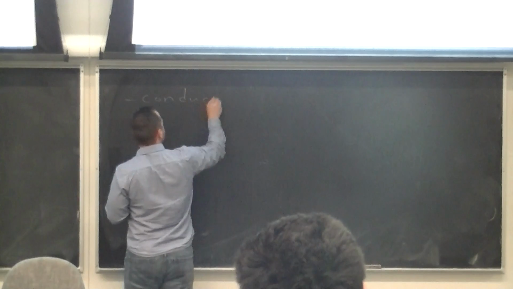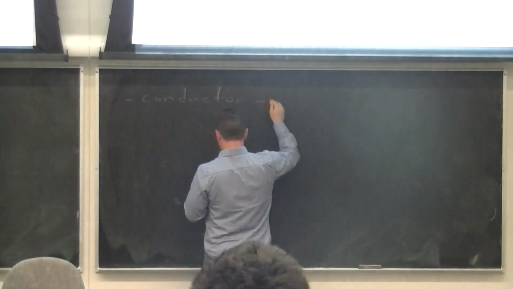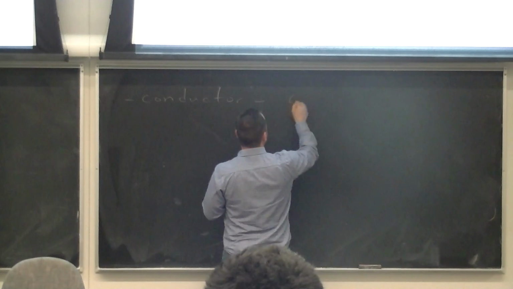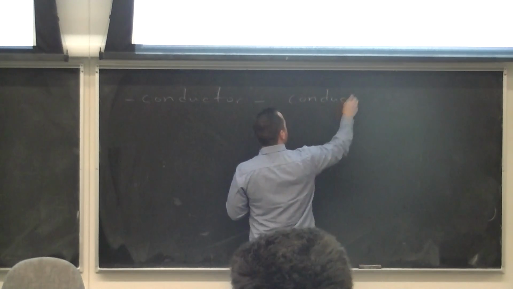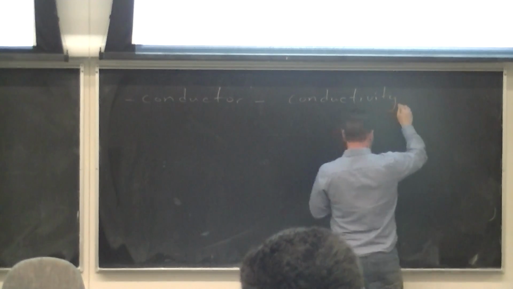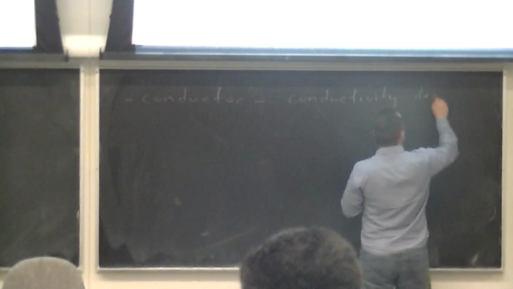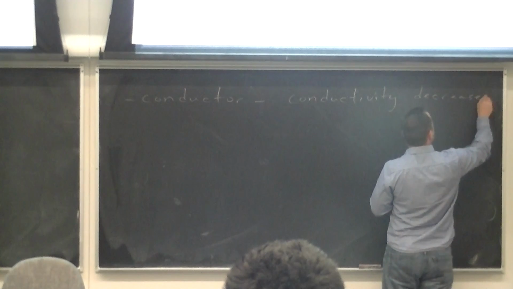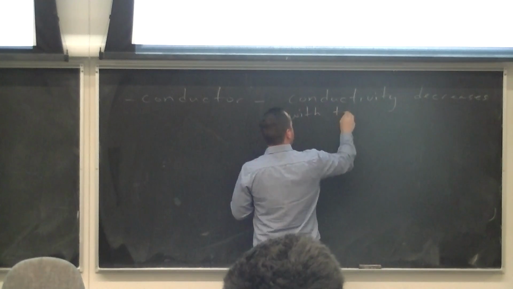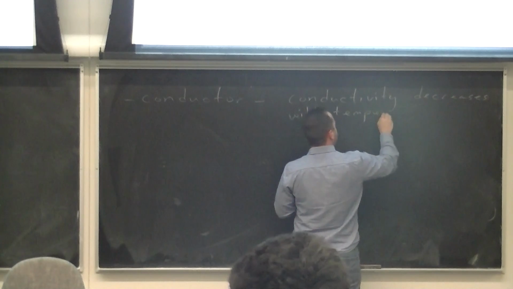So we're going to say that a conductor is a substance in which the conductivity decreases with temperature.